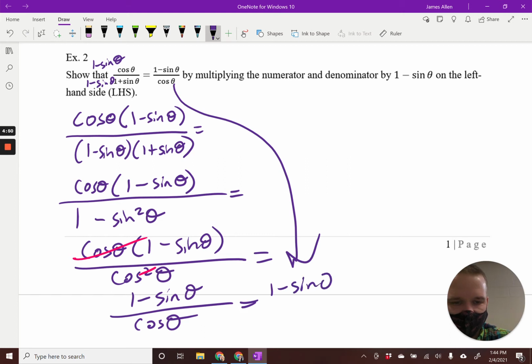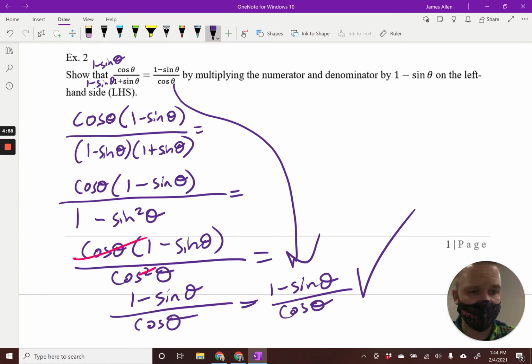1 minus sine of theta over cosine of theta. Chickadee check. Done. Awesome sauce. Let's go on to example 3.